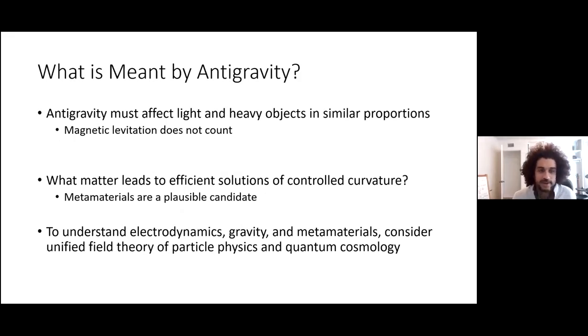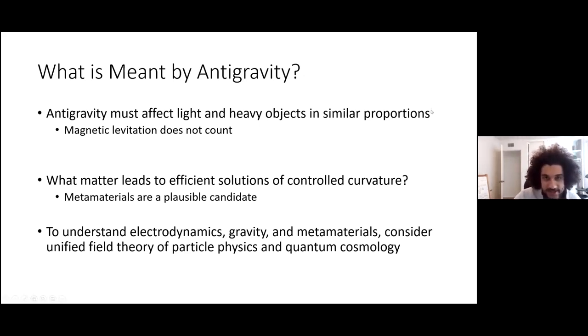So what is meant by anti-gravity? This is also important to talk about. I don't mean something like magnetic levitation. What we mean is this anti-gravitic effect would affect light and heavy objects proportionally, because if you think about a rocket, you're going to use jet fuel. If you have more mass, you're going to need more rocket fuel. So the same sort of limitation occurs with magnetic levitation. So that's why it's not true anti-gravity.